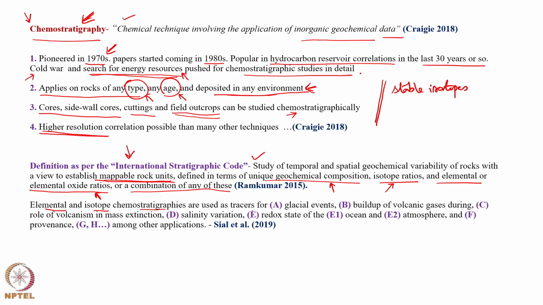Now, the elemental and isotope chemostratigraphies are used as tracers for glacial events, build-up of volcanic gases, the role of volcanism in mass extinction, salinity variation, the redox state of the ocean in the past and the atmosphere, and to study the provenance, the source from which the sediments came, and there are also other applications. That is why I wrote etc. So, the chemical analysis of rock is indispensable not only for correlation chemostratigraphically, but also to understand the paleo environment. That is the reason that geochemistry is a very active field in geoscience.